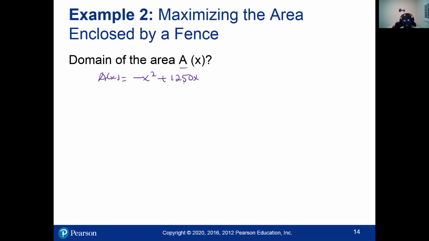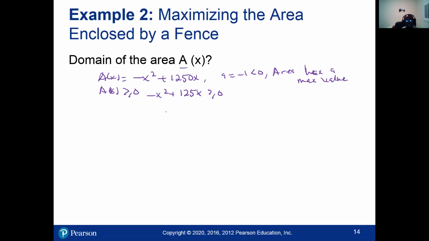By the way, this is quadratic, and since A is -1, which is less than 0, it means that the area has a maximum value. Okay, so take note of that. Now, we know that the area in terms of X must be greater than or equal to 0. All right, so we pick this inequality, minus X squared plus 1250X, and then we solve this inequality.